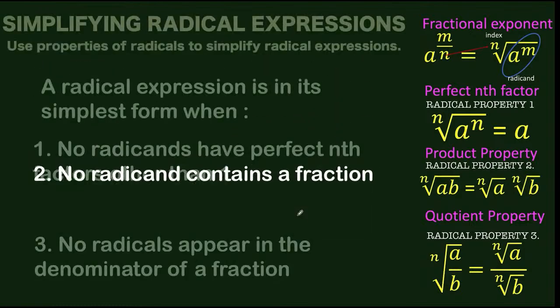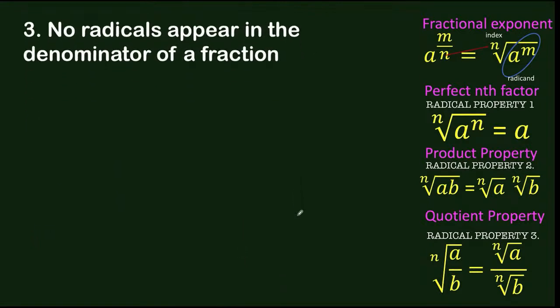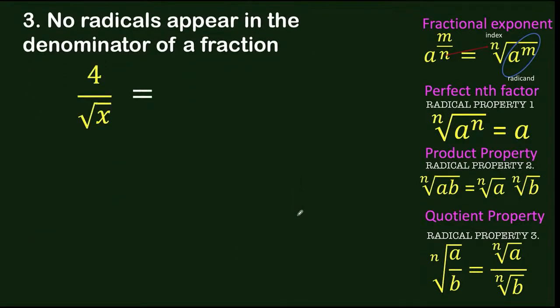Now let's proceed to the third condition. There should be no radicals in the denominator of a fraction. Let's say we are given this fraction 4 over the square root of x. So the denominator is the square root of x. It has radicals, and we don't like radicals in the denominator. So what are we going to do?